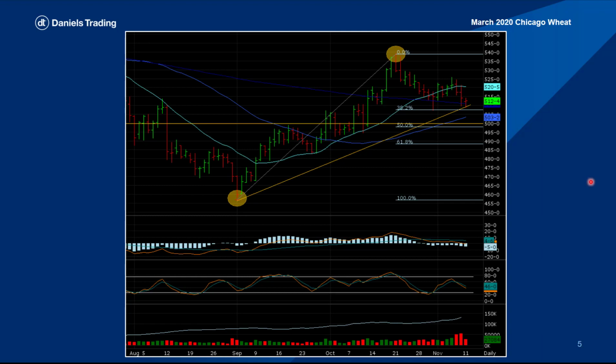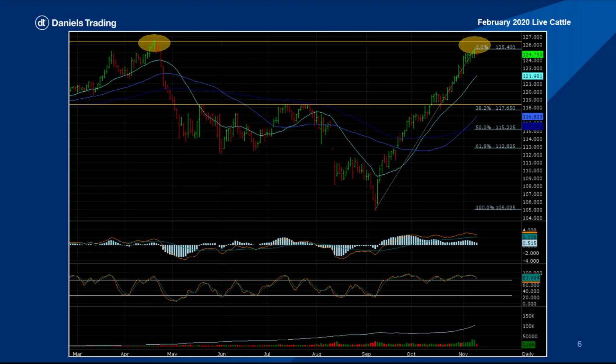Okay, and our last chart today is the February 2020 live cattle chart. And if you remember a couple weeks ago, we looked at an opportunity of potentially selling the live cattle contract. That was the December contract. That was when the market was up near this resistance level, was looking to sell it on a breakout. That never occurred, so that order was canceled, no fill.